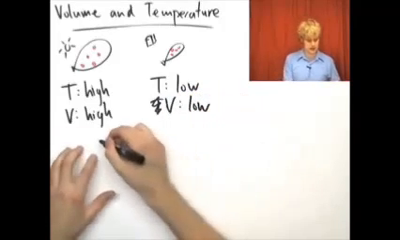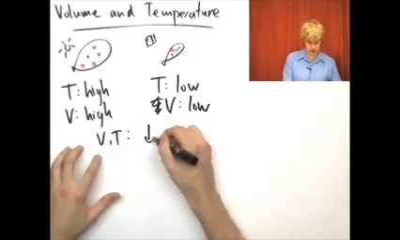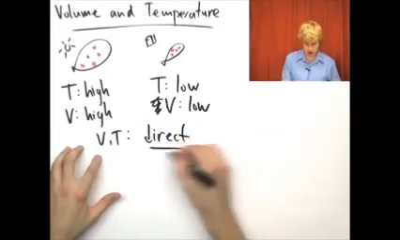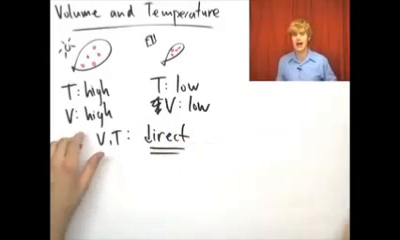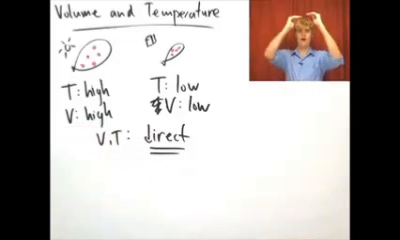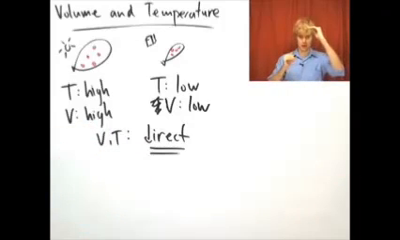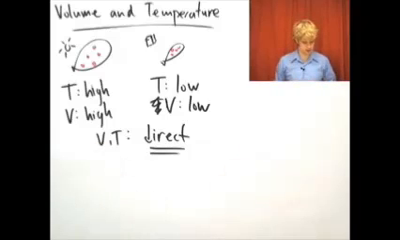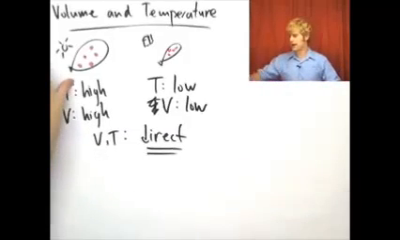So these guys, volume and temperature, show a direct relationship. As one goes up, the other follows and goes up too. As one goes down, the other one goes down too. Direct relationship. Let's take a look at, again, some math problems that we can do with what we've learned.